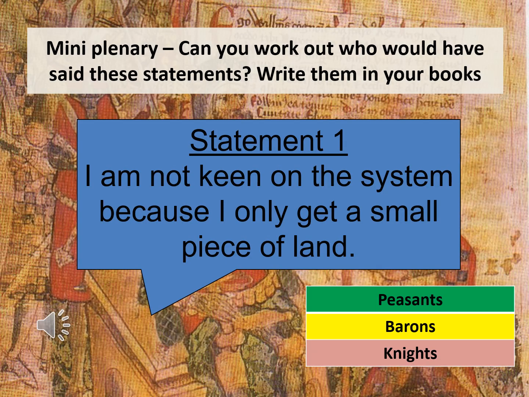To finish off our section on the feudal system, I'm going to read out some statements. I would like you to guess who is saying this statement. Is it the peasants, the barons, or the knights? Please write your answers in your book. Statement 1. I'm not keen on the system because I only get a small piece of land. Who do you think was saying this? The peasants, the barons, or the knights?